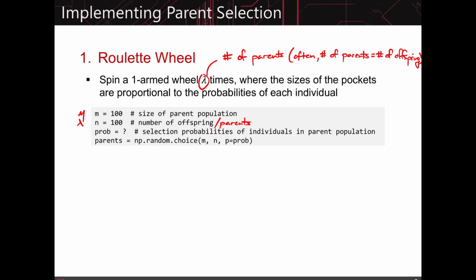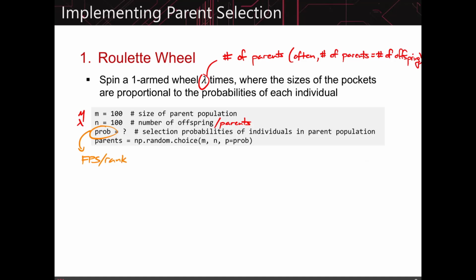Next, you'll notice that I have a variable called prob for probability, and it's just equal to a question mark. And the reason it's a question mark here is because I don't really know or care how you're coming up with that. Somehow, probability is going to be computed, probably via FPS or the ranking selection that we talked about.